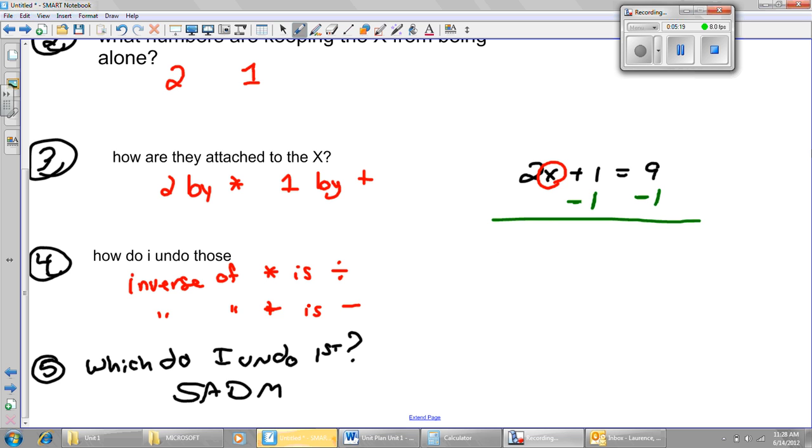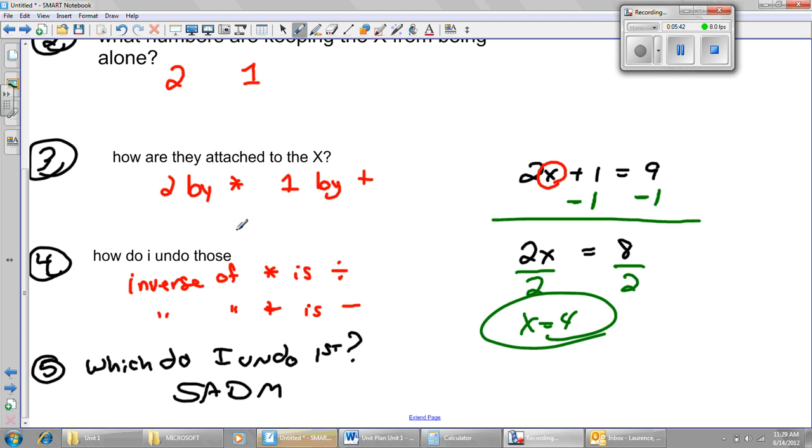Now look, if this is difficult for you, you want to come up and talk to me, because maybe you don't belong in honors algebra if this is a difficult problem for you. This should be a simple problem. Okay, now I'm going to divide to undo the multiplication. I'll divide by the number that's attached, by 2. And x will end up equaling 4. And there you go. It's that simple.